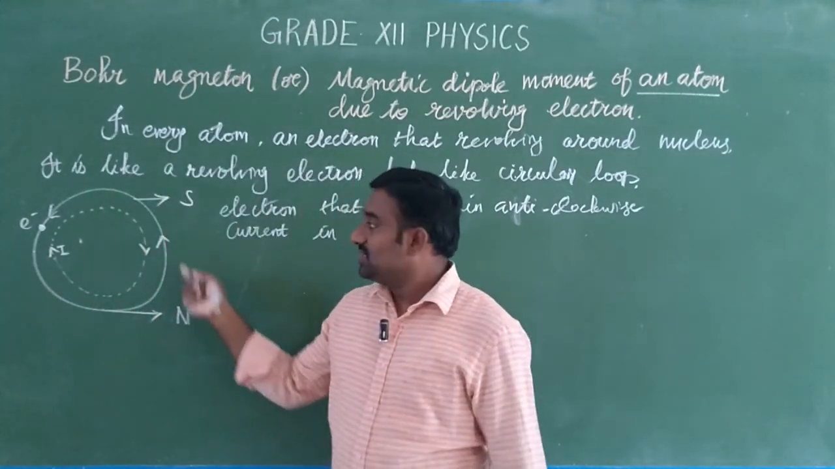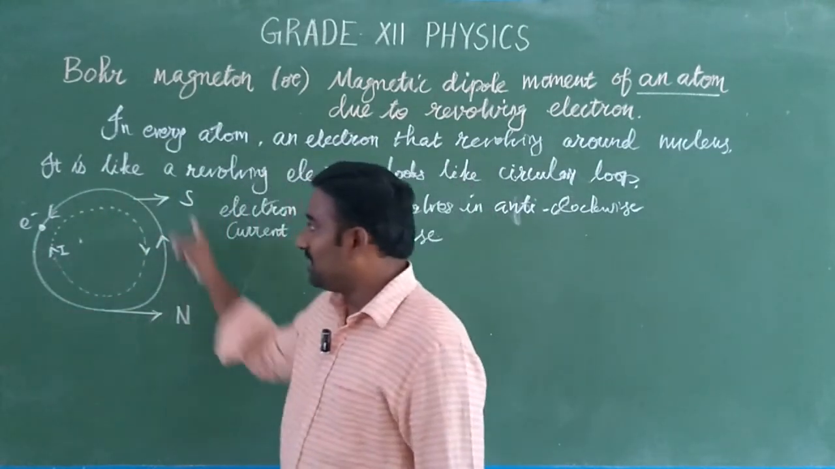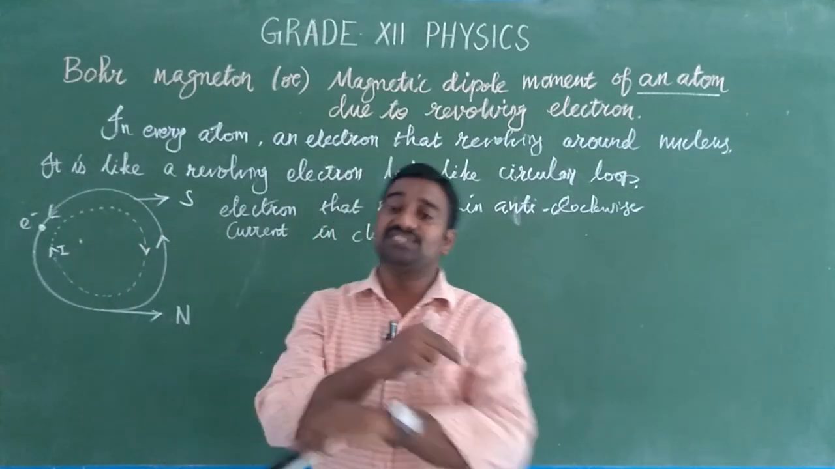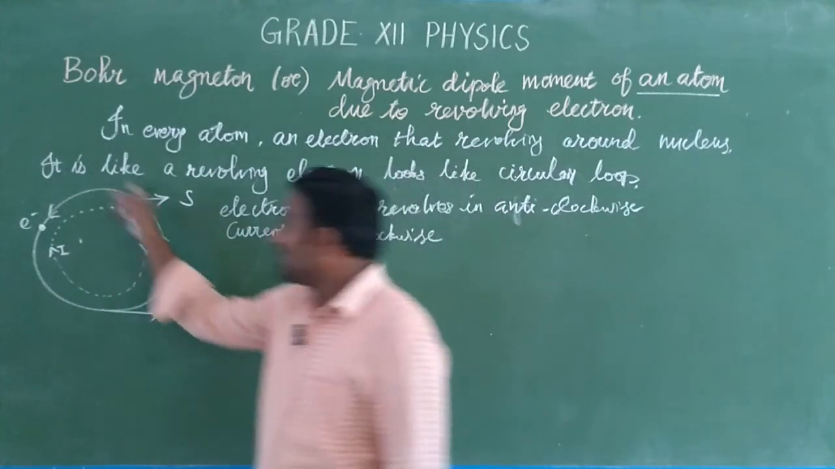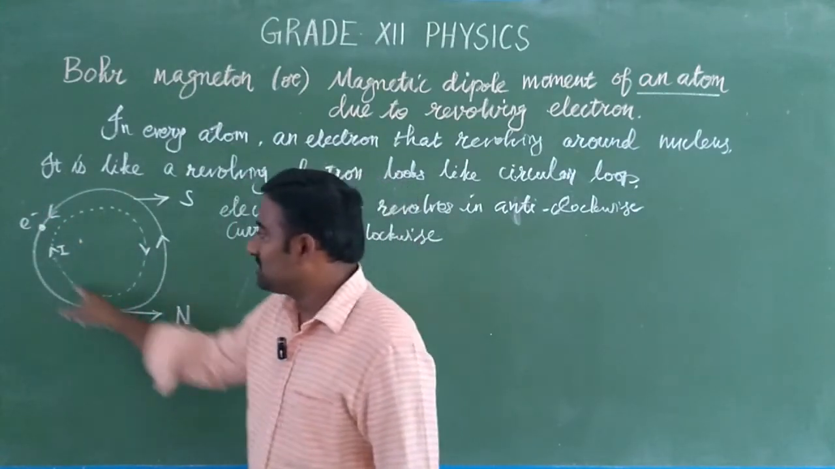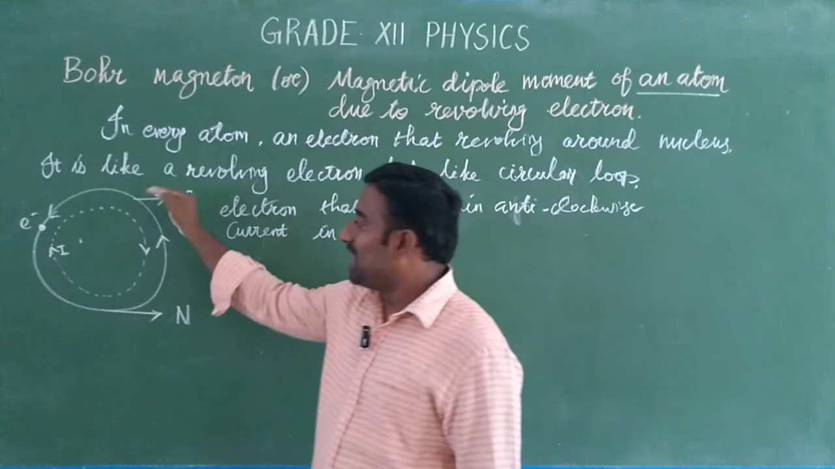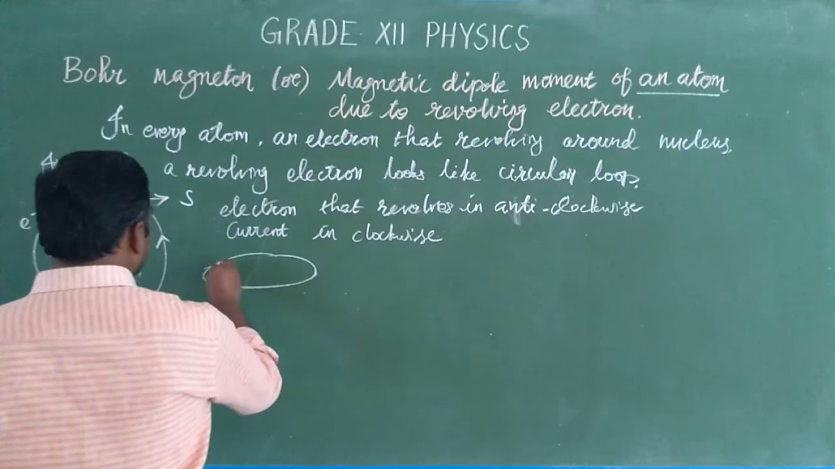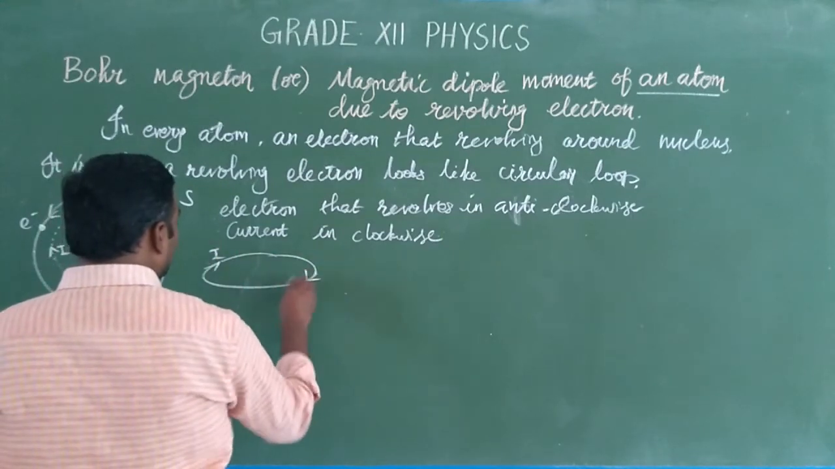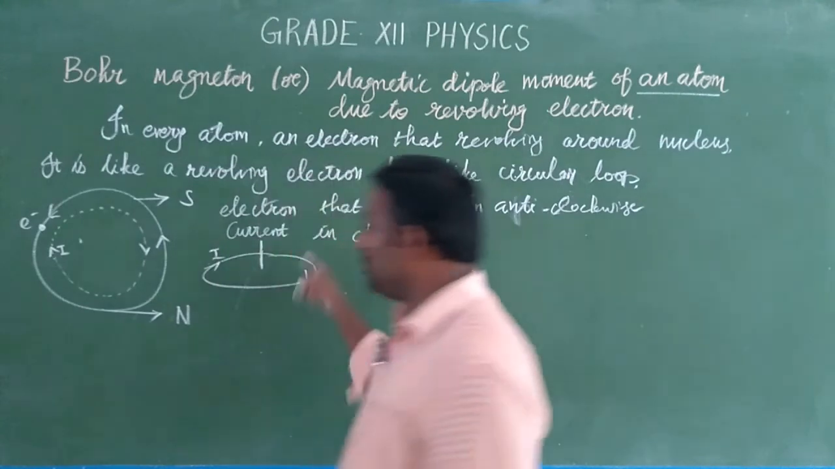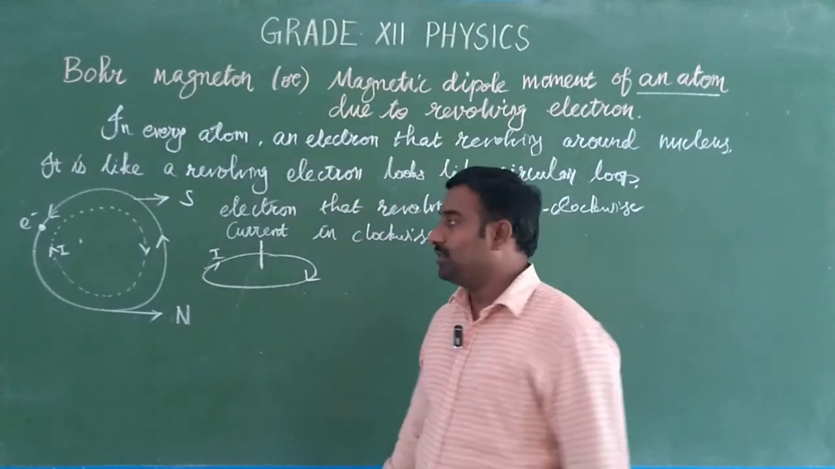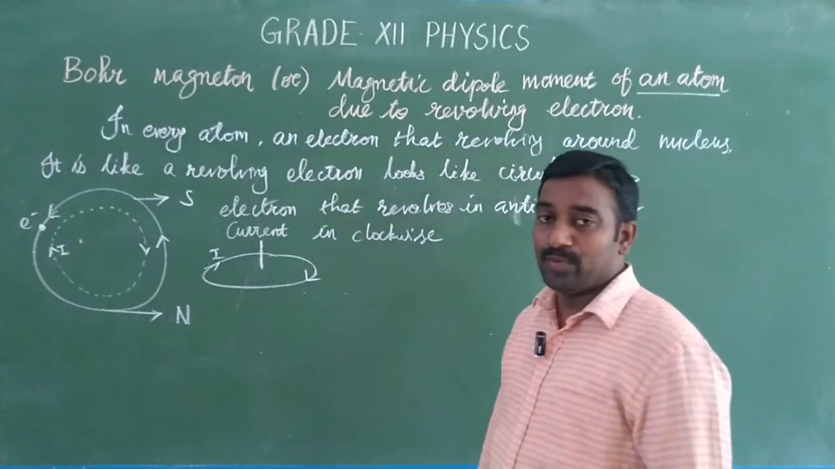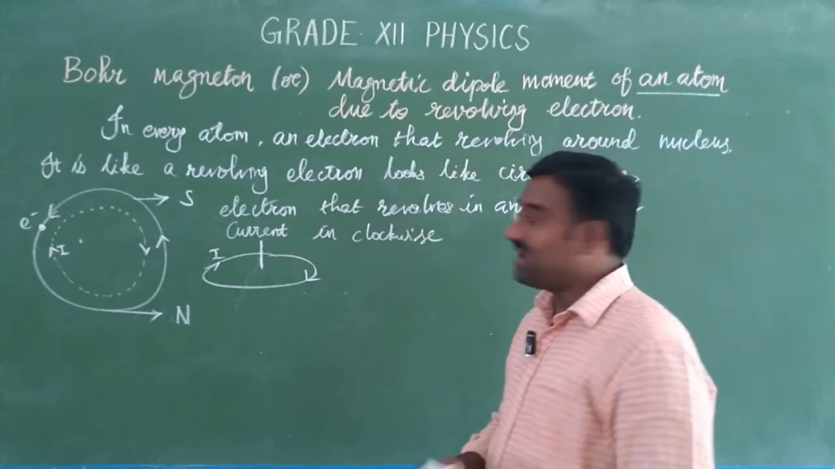These are the conditions. In an atom, if the electron rotates in the anticlockwise direction, the direction of the current is always opposite to the direction of the electron. If the electron revolves anticlockwise, then the current is clockwise. Imagine the current in a loop: the upper end acts as a south pole and the lower end acts as a north pole. So we can say that an atom also behaves like a magnetic dipole moment.